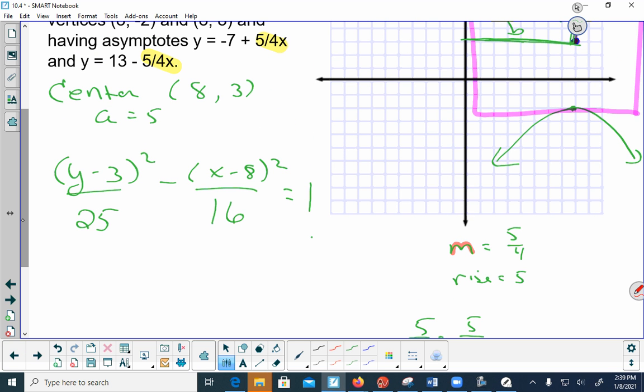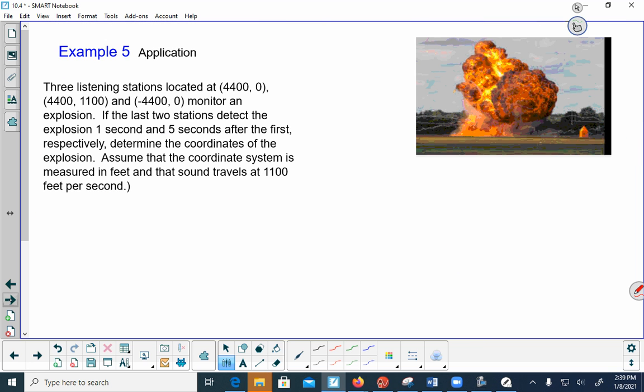And then it just wants the standard form of the equation. So there it is. I don't have to finish the graph. I don't have to find the foci. And that's it. The next one, there are 3 listening stations located at (4400, 0), (4400, 1100), and (-4400, 0).